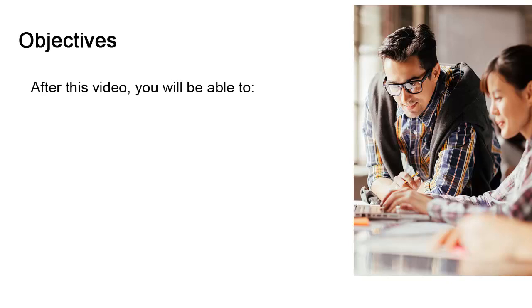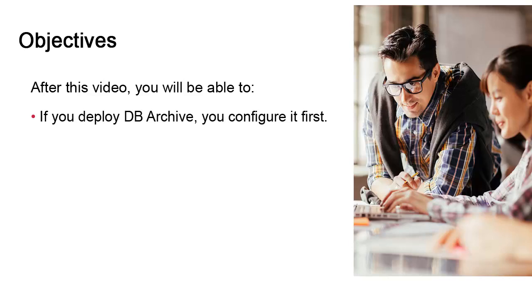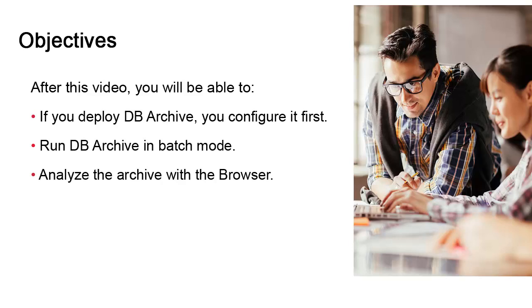In this video, we show how to use the dbarchive utility. We start the utility UI and configure the criteria in the settings menu. We'll also consider the uc_utility_archive variable. Then we'll run the utility in batch mode and look at the options. Finally, we'll look at the resulting files and do some high-level analysis with the browser.